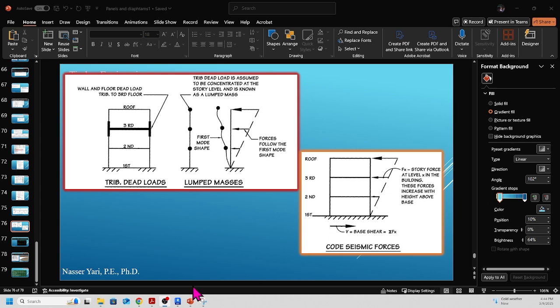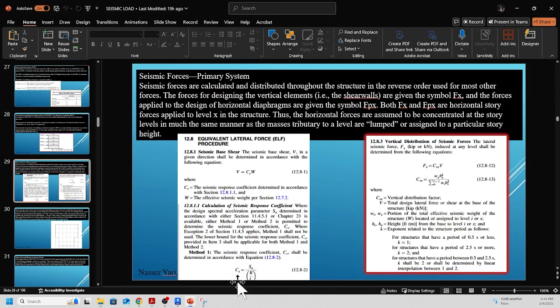Before I do, I'm going to switch to the PowerPoint here. We're going to calculate the shear force using this: V is equal to Cs times W. This is the ASCE seismic code, section 12.8. And Cs is given to us, and we just have to calculate the load, and we can figure out the shear. Okay, let's get back to work.